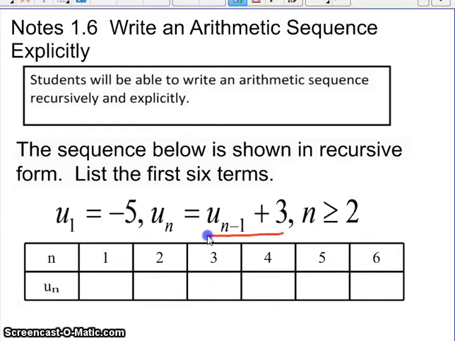All right, so in my table, I'm going to fill in the first 6 terms. So we know that the first term is -5. And then to get the next term, I'm going to add 3 to that. So -5 plus 3 is -2, plus 3 is 1, plus 3 is 4, plus 3 is 7, plus 3 is 10. So here we've got an example of an arithmetic sequence that was defined recursively.